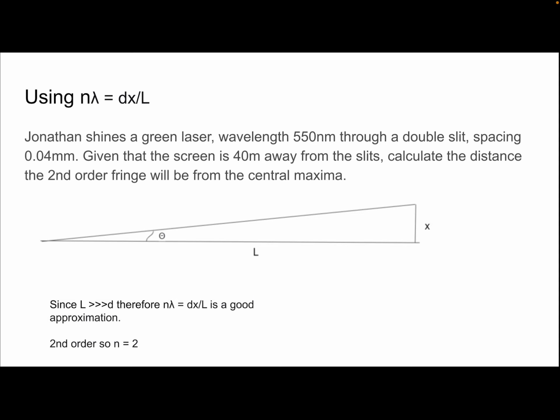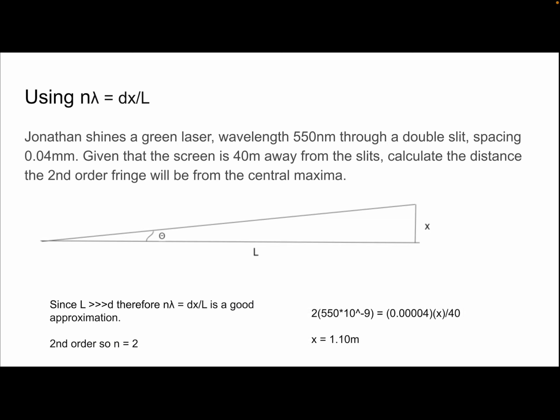Okay, since we know that L is a lot greater than d, L is 40 meters, and we see that our distance between the slits is 0.04 millimeters. This is quite a significant difference because 40 meters is far greater than 0.04 millimeters. So therefore, we can say that the angle theta is going to be very, very small. Therefore, our approximation made to derive the formula, that tan theta equals sine theta, is the assumption we made. That assumption is going to hold pretty accurately for these small angles. Therefore, we can use the formula n lambda equals dx over L.